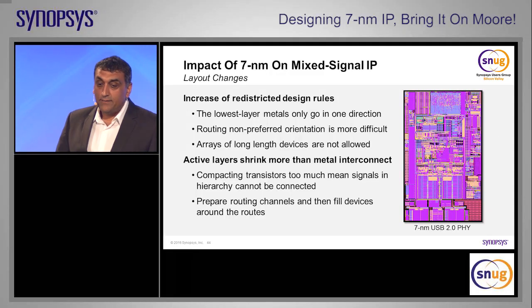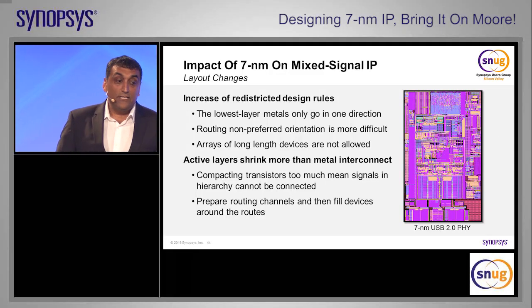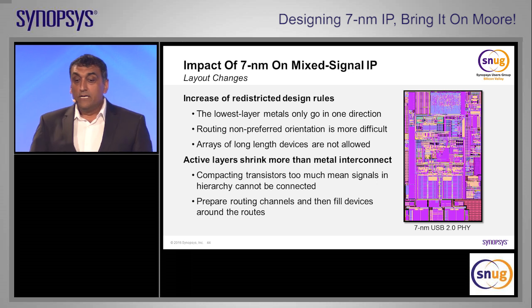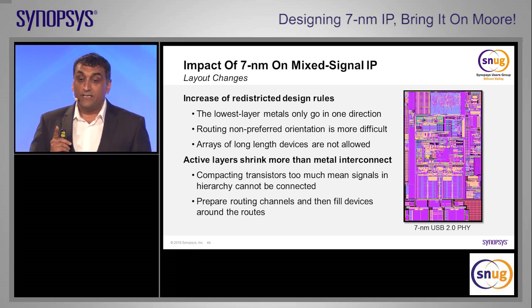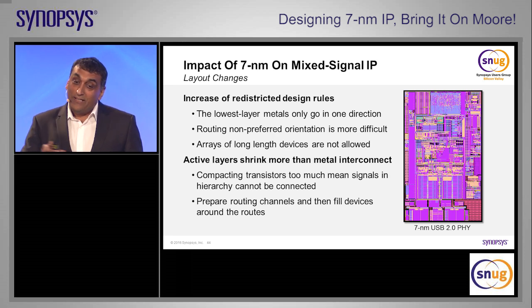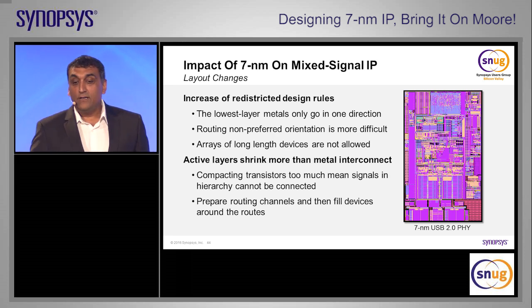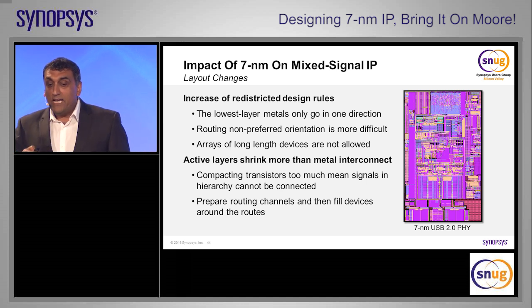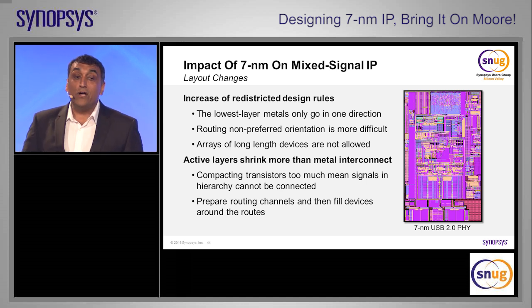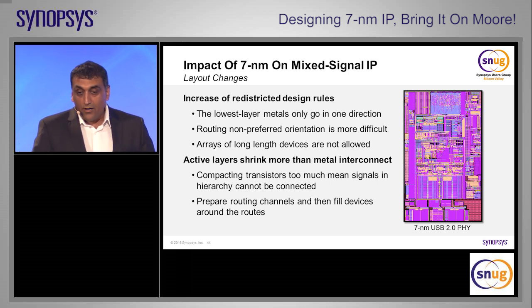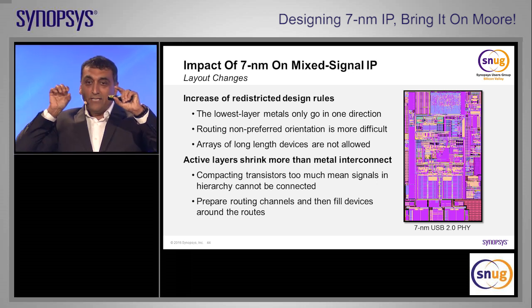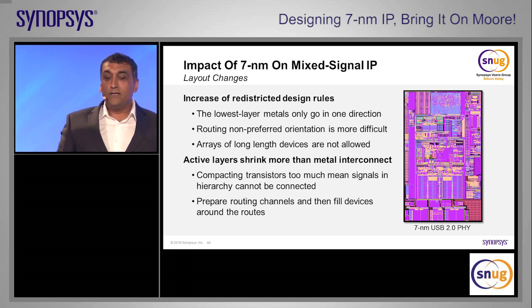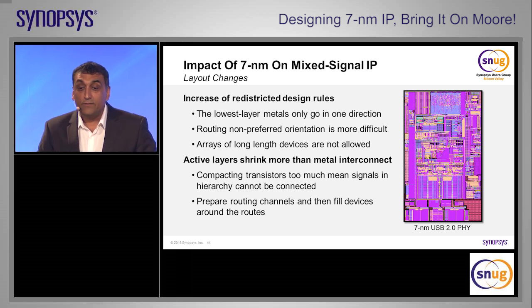What about layout? Yes, there are lots of changes in the way people look at layout. So the number of restricted design rules has increased because it's a challenge to meet the line widths of 7 nanometers. Okay? So if you want to go into a little bit more detail, what I'm saying here is that the lowest layer metals can only go in one direction. Okay? So you can't basically route like this and then do this, or jog and do that. You've got to basically go like this, stop, put your via, and then go up. Okay? So the lowest layer metals can only go in one direction.